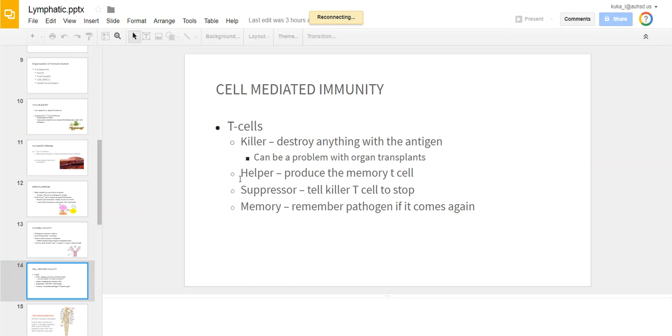There are also helper T cells. These are the precursor to memory T cells down here. So these are the before ones. They produce memory T cells. We have suppressor T cells. These ones tell the killer T cells to stop. The army will just go, kill, kill, kill, kill, kill. We need something to say, whoa, you've done your job, we're good. That's what the suppressor T cell does. And then we also have memory T cells, so just like our memory B cells, they remember the pathogens if it comes again.